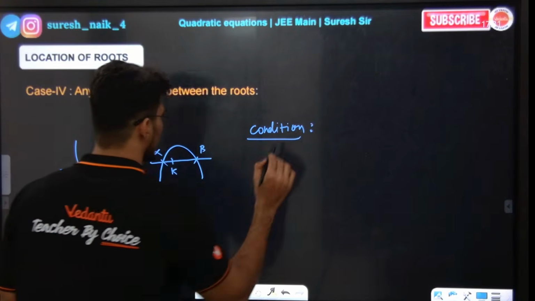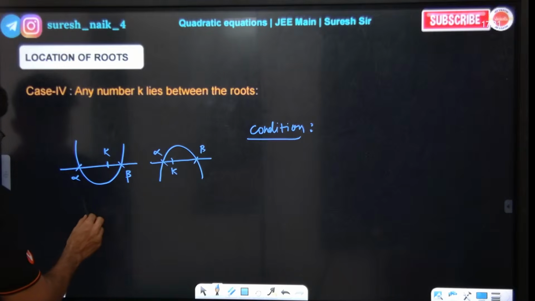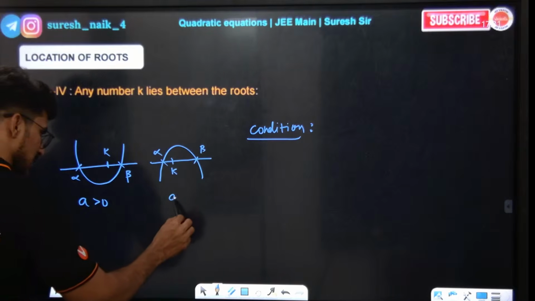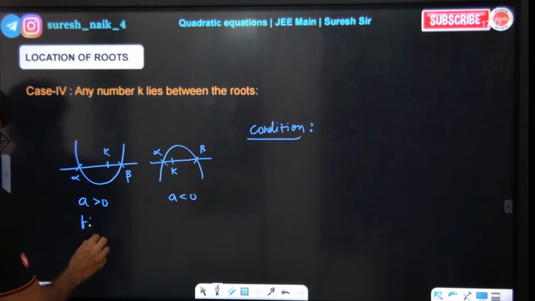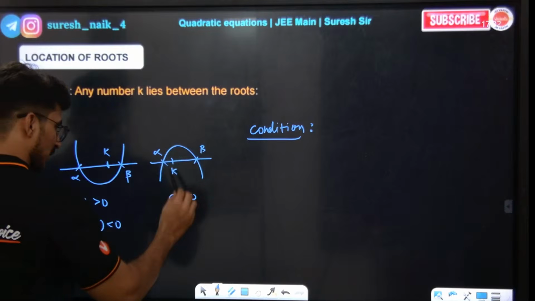Tell me here. A positive obviously, and f of k is what? Less than 0 or not? Arey Babu, look at the board here. Here a positive, here a less than 0. f of k is negative or not? Tell me. Less than 0.